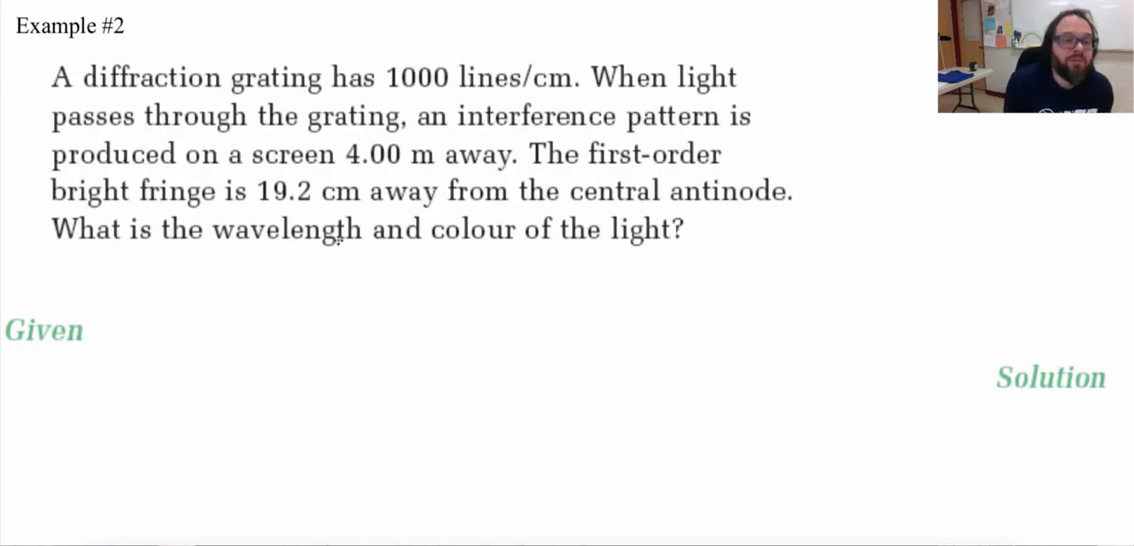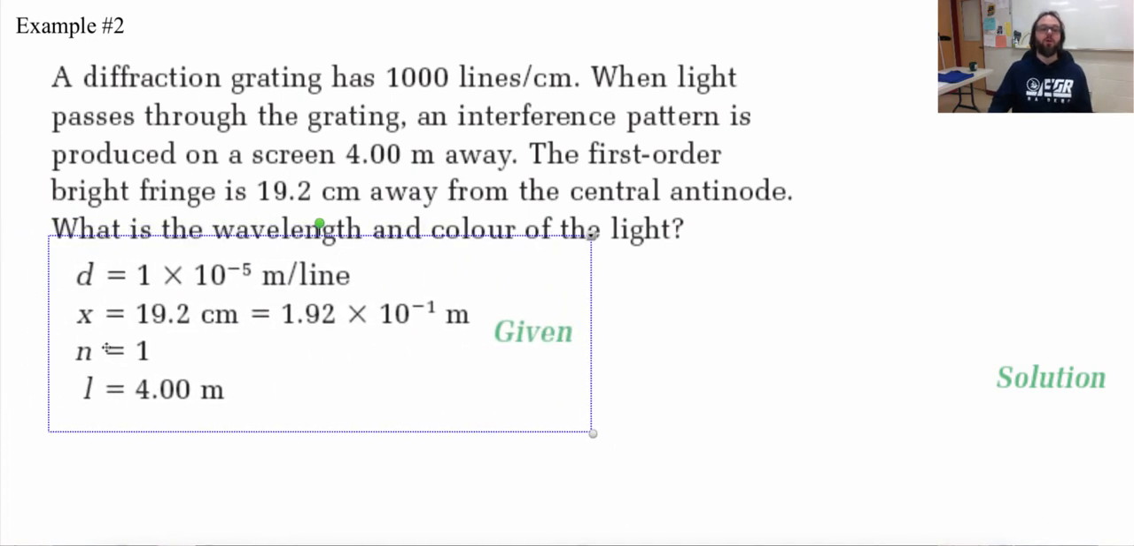Now, we have right here a diffraction grating of 1,000 lines per centimeter. When the light passes through the grating, it interferes with the pattern produced on a screen 4 meters away. This first order bright fringe is 19.2 centimeters from the central antinode. What is the wavelength and the color of the light?